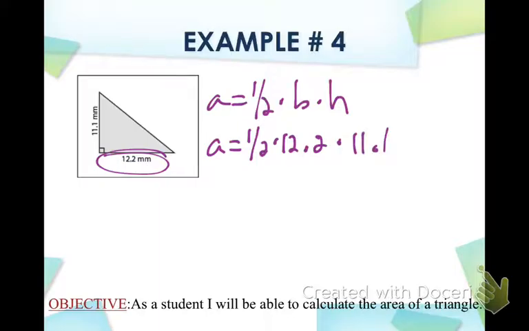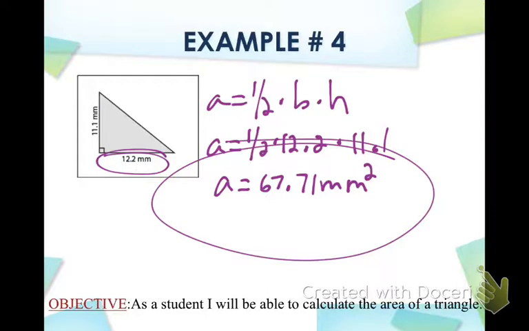Okay, so you're going to go ahead and do that. If you do it, you should get a wonderful number of 67 71/100ths millimeters squared. So 67.71 millimeters squared. Ladies and gentlemen, those are your 4 examples.